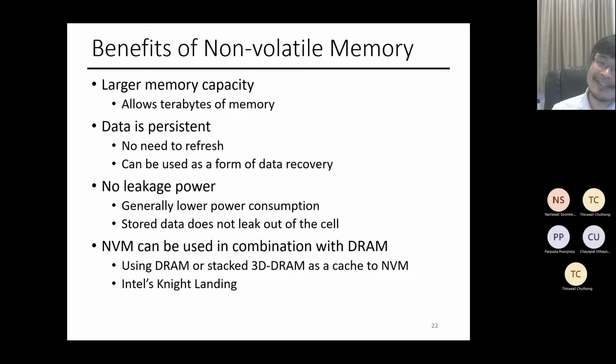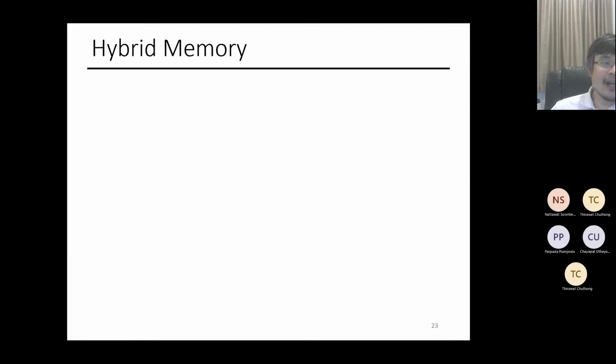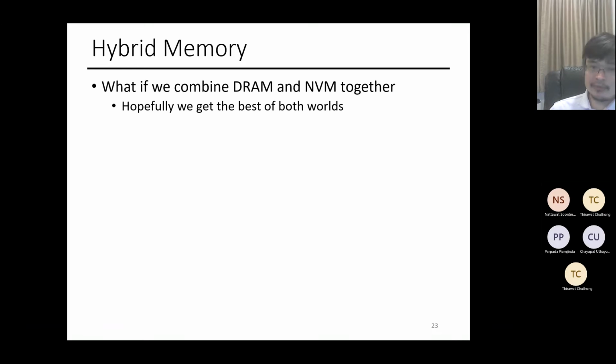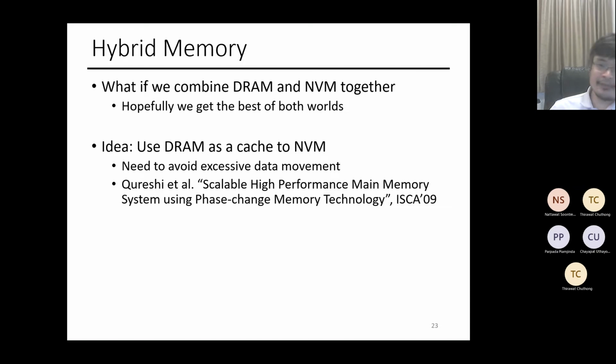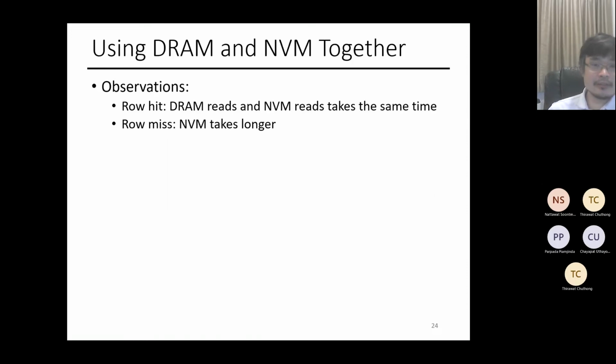And it can be used in combination with DRAM. For example, Intel's Knights Landing offers hybrid memory. You can combine DRAM and non-volatile memory together, hopefully to get the best of both worlds. You can use the DRAM, for example, as a cache to the non-volatile memory. There is a paper proposed by Qureshi back in 2009 about a memory system focusing on phase change memory. One of the works we did was back in 2012, if I remember the year correctly.